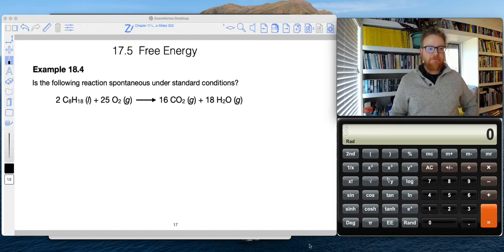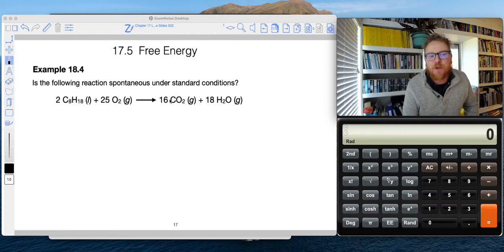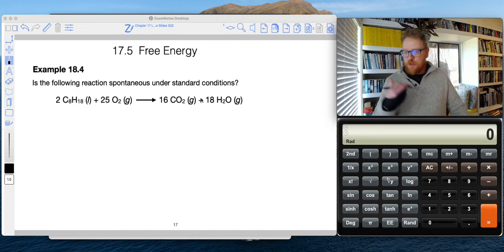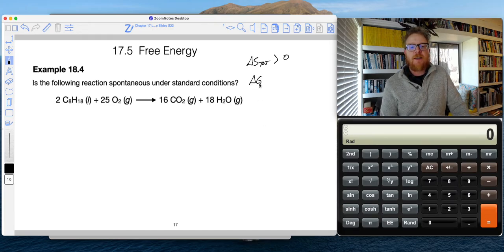Example calculation. And it might not be obvious what we're trying to do with this calculation, right? It says, is the following reaction spontaneous under standard conditions? And what we would need for that is to show the delta S total must be greater than 0. Or another way we could look at this is the delta G, standard delta G of reaction, must be less than 0.